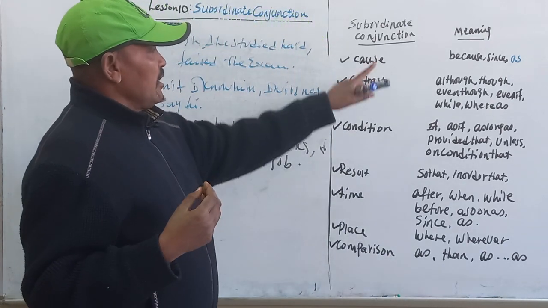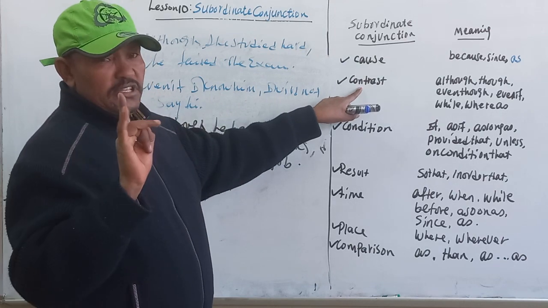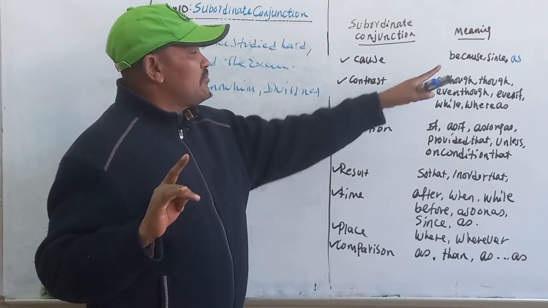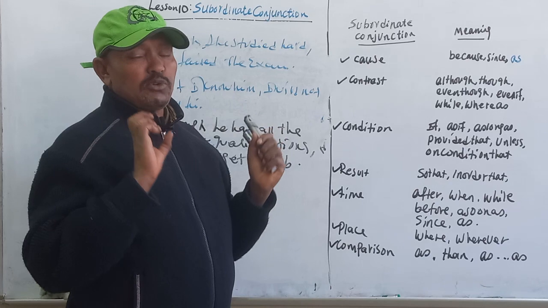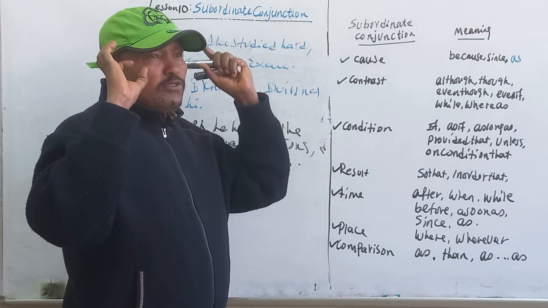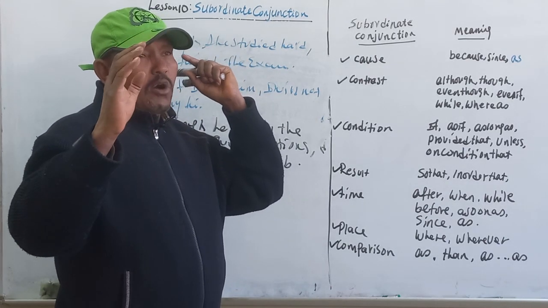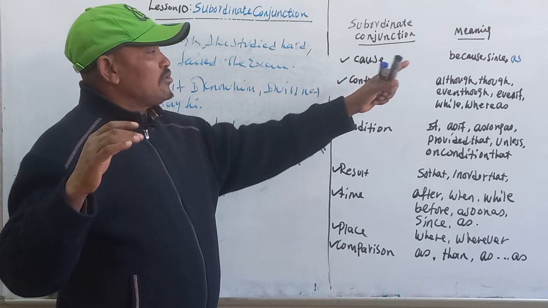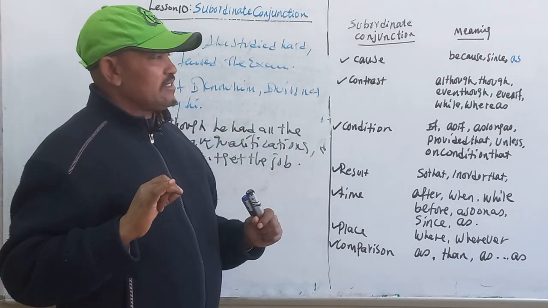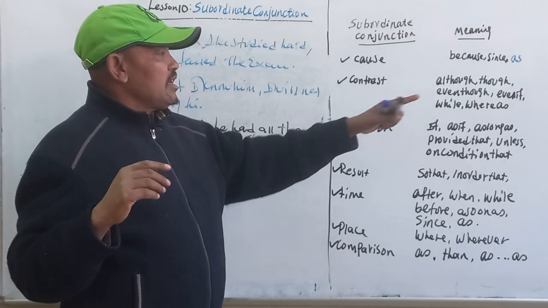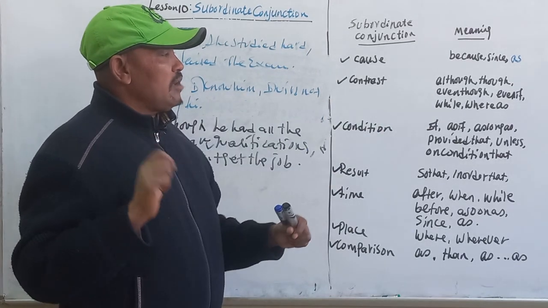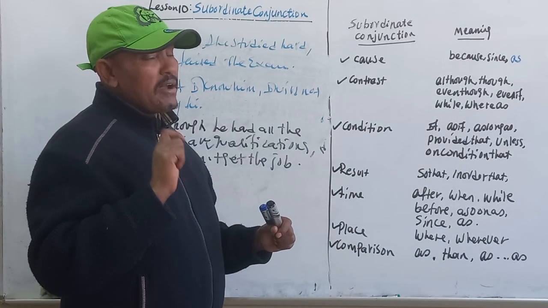Contrast. Look here, the first and the second are completely different; the conjunctions are different and the implied meaning is also different. So if there is a cause-effect relationship, you have to use because, since, as. If two ideas are in contrast, you have to use although, though, even if, while and whereas.